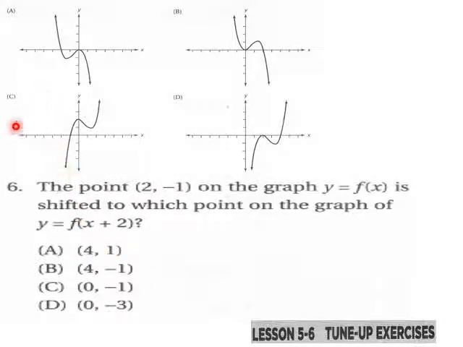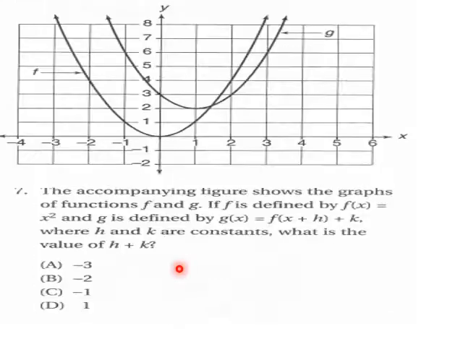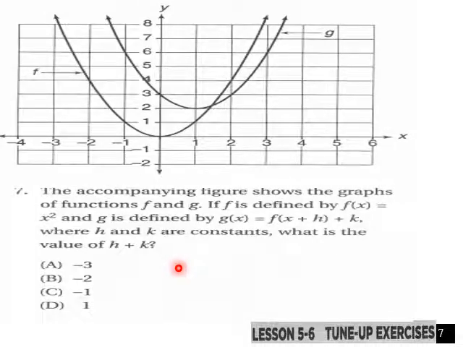So this is for the above. This is for number 5, I believe. This has nothing to do with this. And then number 7, we have 2 graphs here. We have some shifting going on. What is the value of h plus k in this situation?